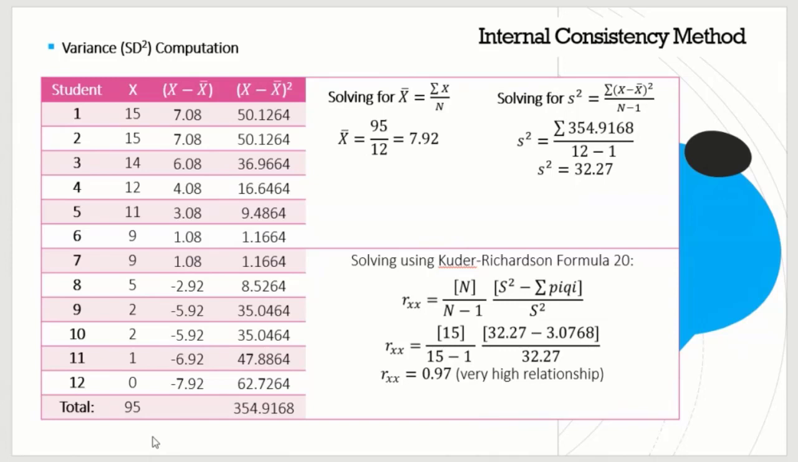Okay, so now that we have that, pwede na natin kunin ang x minus mean. This part. Itong part na to. Itong x minus mean. So how can we get that? We have the mean already, so i-minus lang natin tong x. So 15 minus 7.92 is 7.08. 15 minus 7.92 still the same. 14 minus 7.92 is 6.08. 12 minus 7.92 is 4.08, and so on and so forth hanggang dito sa 0.